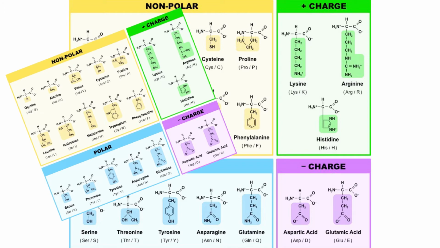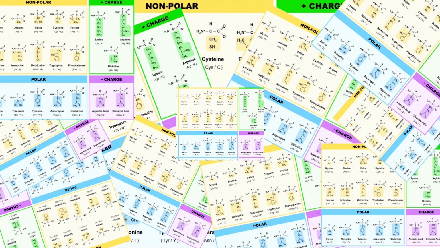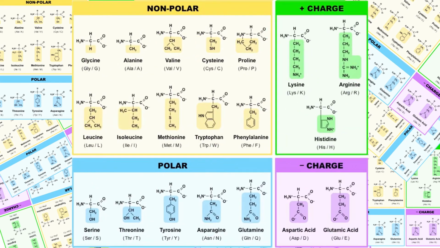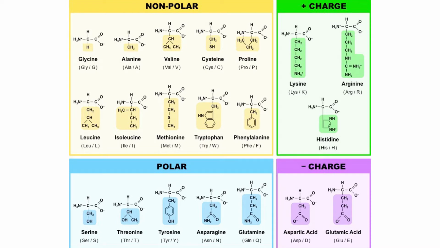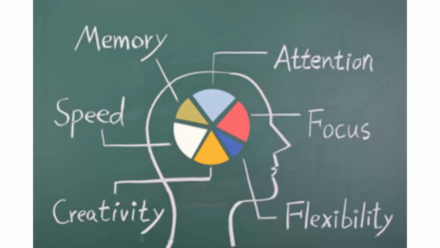Now, honestly, the best way I found for me to memorize all the amino acids was just to draw them over and over and over again. You get the point. Repetition is key. Now, drawing all the amino acids out is great, but it really doesn't help you understand the amino acids, and it might not even be the best learning strategy for you.